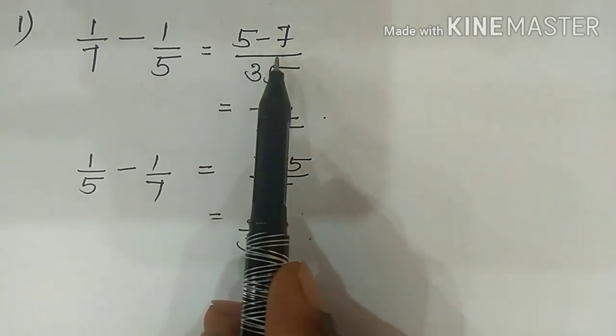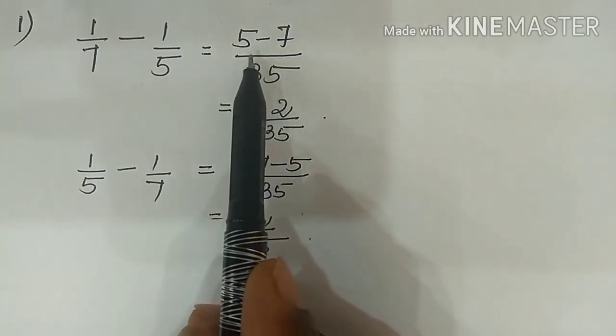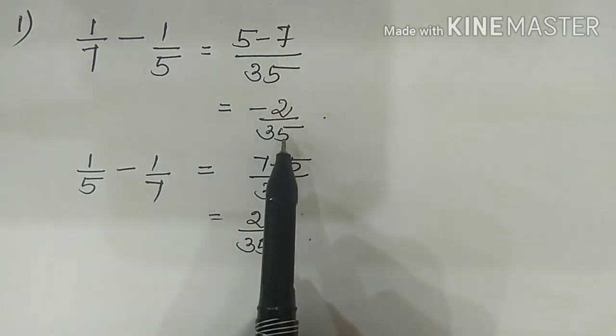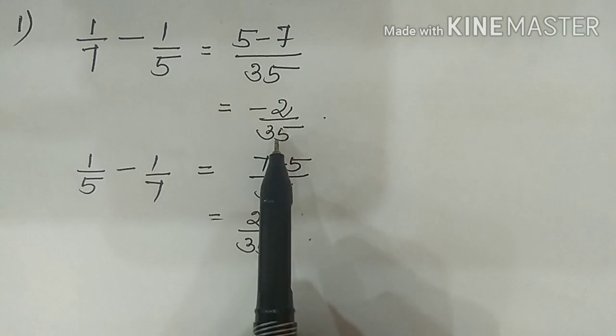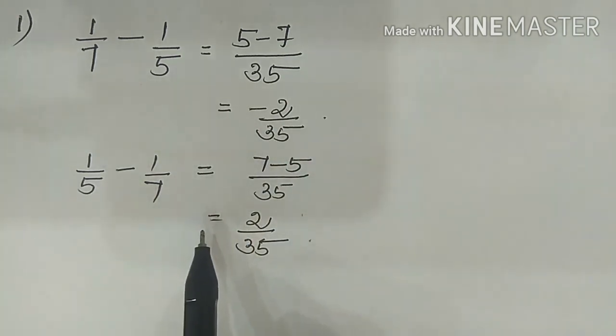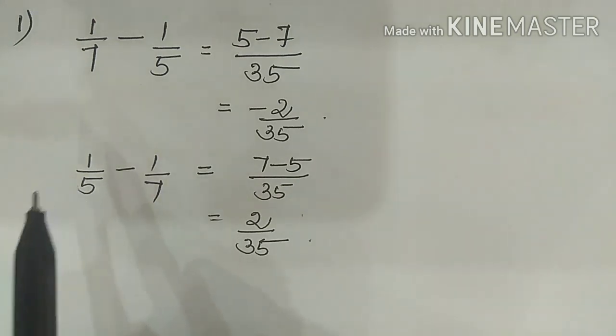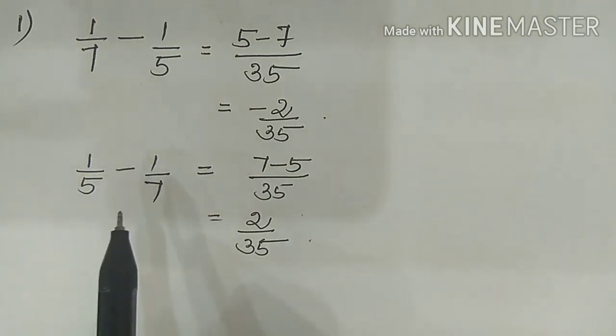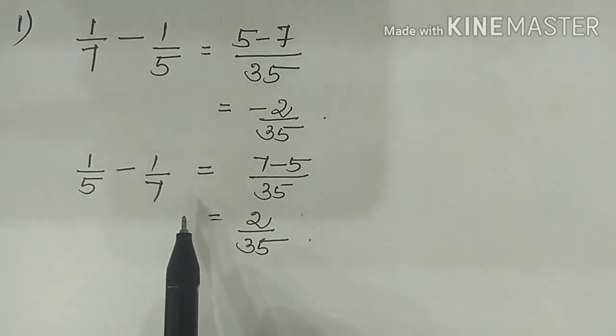Now on solving, you'll get the numerator 5 minus 7, which is minus 2 by 35. Now I'm going to change the position of the rational numbers. Earlier it was 1 by 7 minus 1 by 5. Now what are we going to do? We are going to change the position of the rational numbers.